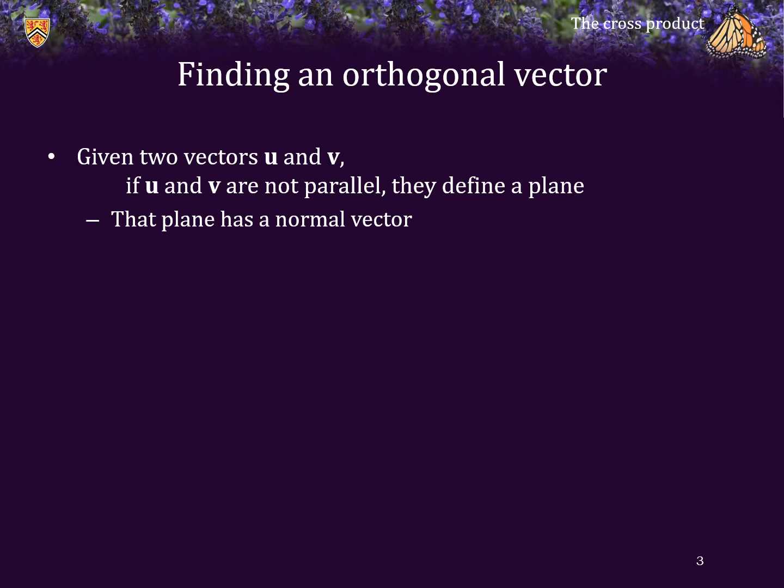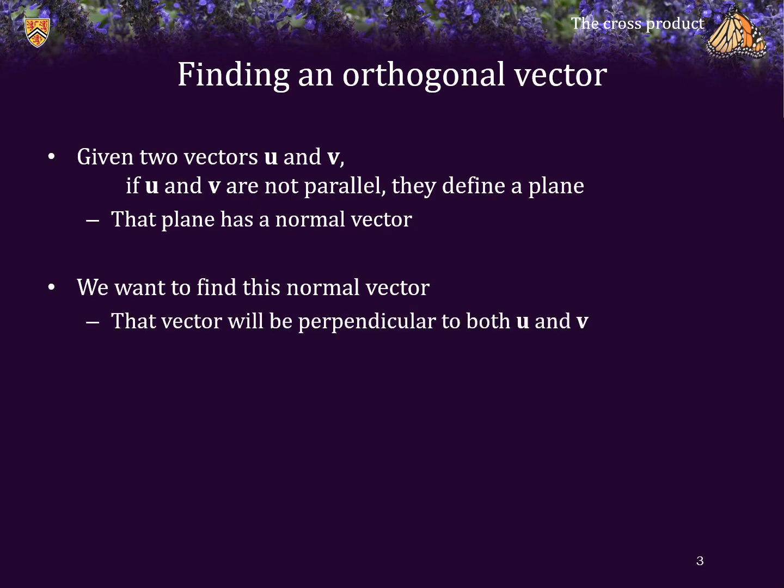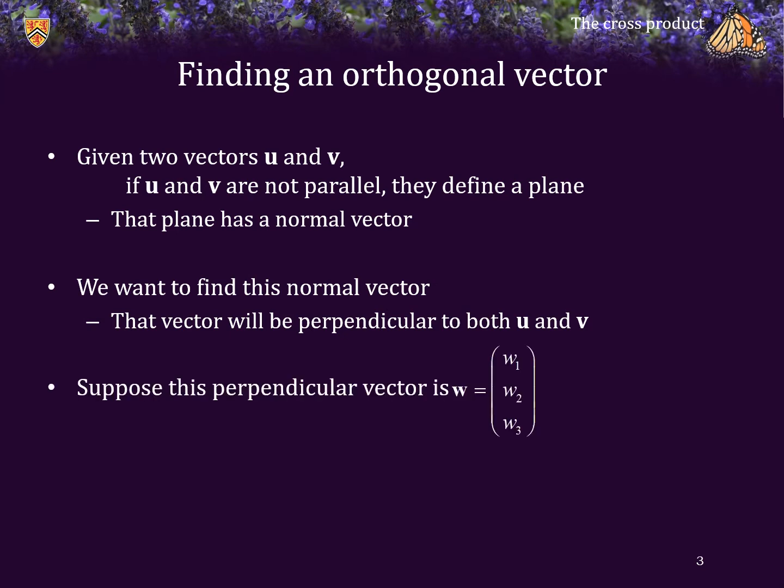Now, given two vectors u and v in R3, if u and v are not parallel, then these two vectors define a plane that passes through the origin. That plane must have a normal vector. We want to find this normal vector, or at least a normal vector. Now, that vector is going to be perpendicular to both u and v. So suppose that this perpendicular vector is the vector w, being w1, w2, and w3.